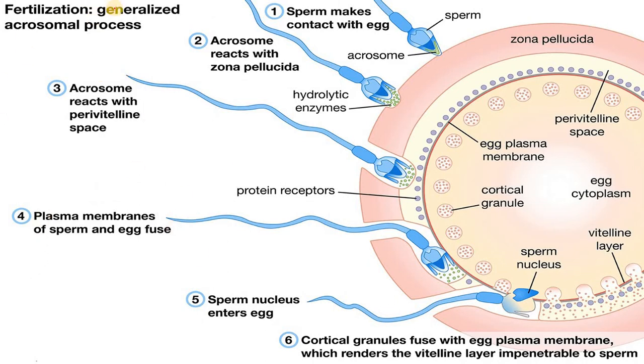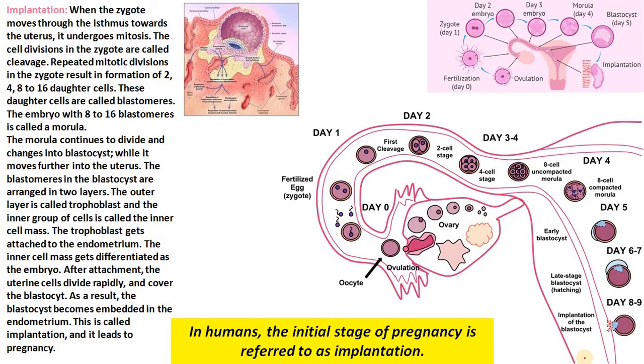And this is another detailed process. I have earlier described this. First of all, the sperm contacts the egg, and then an acrosomal reaction takes place, and through a series of processes, the plasma membrane and the sperm fuse, and the sperm nucleus enters the egg, and then cortical reactions take place by fusion with the egg plasma membrane, which renders the vitelline layer impenetrable to other sperms. Okay. Now the implantation.